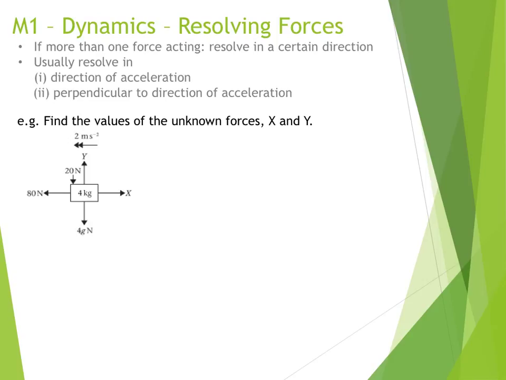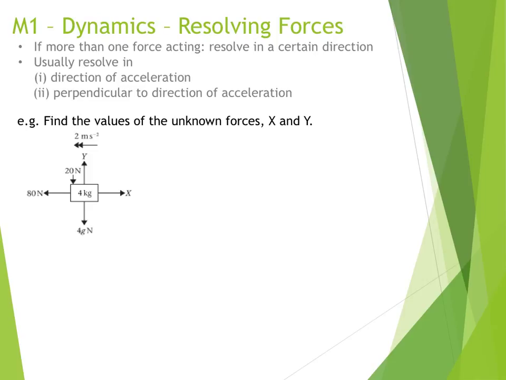Direction number 1 is the direction in which it's accelerating. And then direction number 2 is going to be perpendicular to that direction. It's really useful to use colour to help you get these sorted out, as although here we've only got horizontal and vertical forces, soon we're going to start having diagonal forces and everything on a slope.